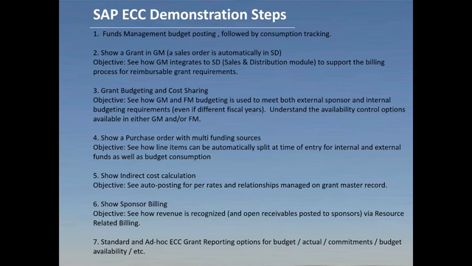We showed our indirect cost calculation program to see how an automatic posting per rates and relationship were managed and how they're managed on the grant master record and can be individual to each grant. We showed our sponsor billing to see how the revenue is recognized and open receivables are posted to the sponsors via our resource-related billing. And we finished with some standard SAP reports that we'd like to recommend.